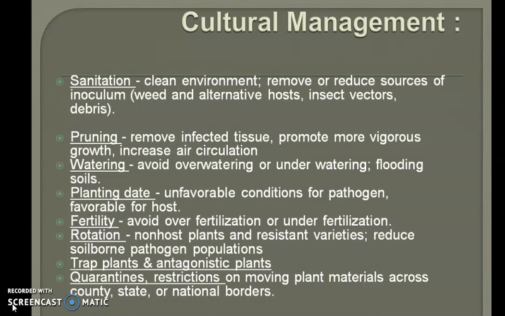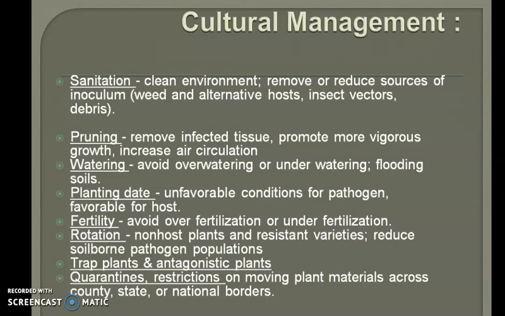Then the crop rotation. Non-host plants and resistant varieties reduce soil-borne pathogen populations. By planting different crops sequentially on the same plot of land, it improves soil health, optimizes nutrients in the soil, and also helps in combating pests.